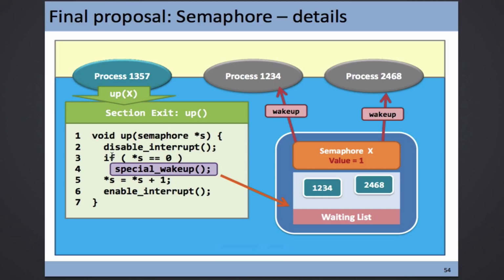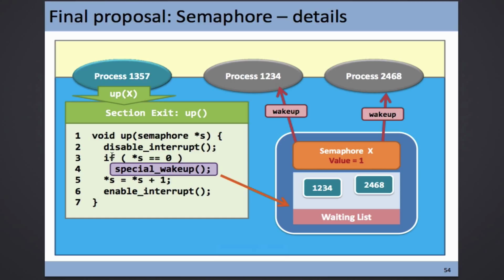Any questions? Yes? How does the program avoid the two processes waking up at the same time? Good question. There can be both processes waking up at the same time. So that's why enable interrupt is not that simple. The enable interrupt also has to guarantee that only one guy can enable or disable the interrupt. Yeah, this is something special. Good question. Any other questions?